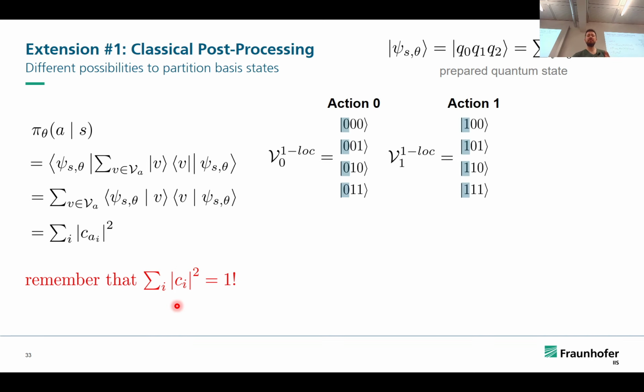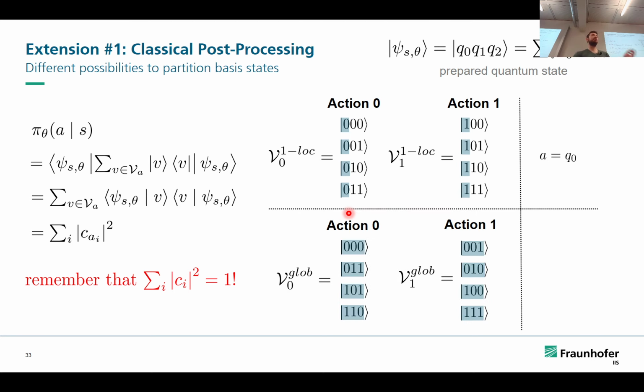So what we could do here, we can just measure our quantum state in the computational basis, and for a 3-qubit system, this means we will get one of those 8 computational basis states. And now, for example, one possibility would just be to look at the first qubit of information and say if the first qubit is a 0, then we select action 0, and if the first qubit is a 1, then we select action 1. So that would be a perfectly viable association between basis states and actions. So we can say just something like the action should be the value of the first qubit. That's totally fine. But that's only one of many possibilities.